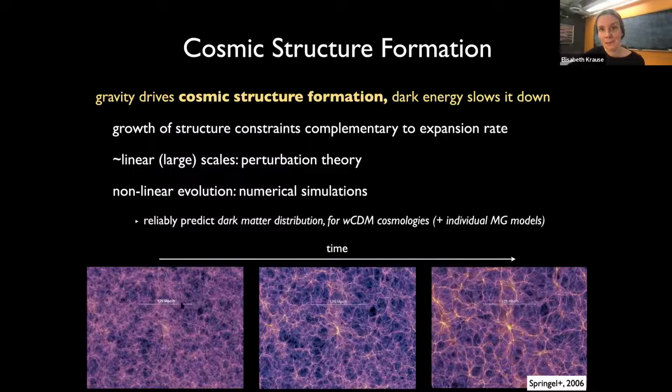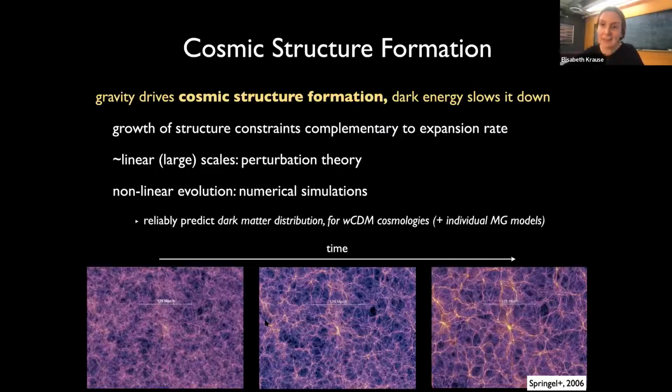And for rough guidance, you could say that if you want to use perturbation theory only, it's probably safe to stick to scales similar to the BAO scale indicated by this white yardstick here. So if you imagine smoothing the field on these scales, you can see that one erases a lot of information. Now, if we turn to numerical simulations, that means we can predict the dark matter distribution for select dark energy models and maybe individual modified gravity models, but definitely not for all possible models at a time.